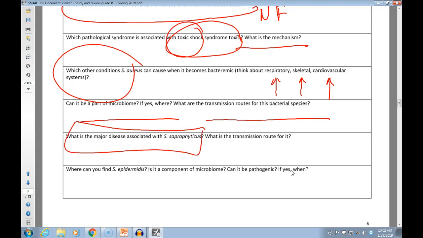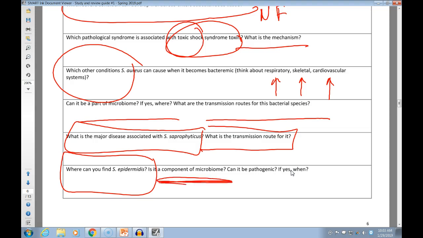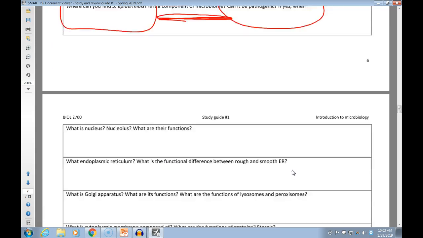Staph saprophyticus, urinary tract infection. Transmission route, either sexual or via microbiome. Don't mix up Staph aureus and Staph saprophyticus. Staph aureus is not sexually transmitted, thank God. Staph saprophyticus is. Staph epidermidis, normal skin microorganisms, so yes, it's a component of the microbiome. Can it be pathogenic? It can be in immunocompromised patients.